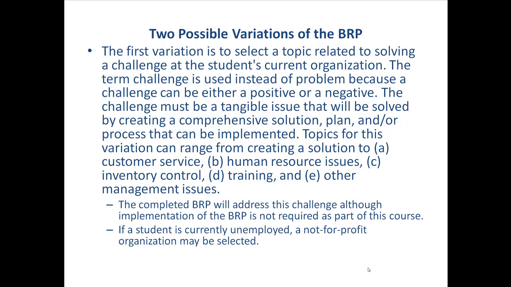Two possible variations. The first variation is to select a topic related to solving a challenge at the student's current organization. The term challenge is used instead of problem because a challenge can be either a positive or a negative. The challenge must be a tangible issue that will be solved by creating a comprehensive solution plan and/or process that can be implemented. Topics for this variation can range from creating a solution to customer service, human resource, inventory control, training issues, or other management issues.